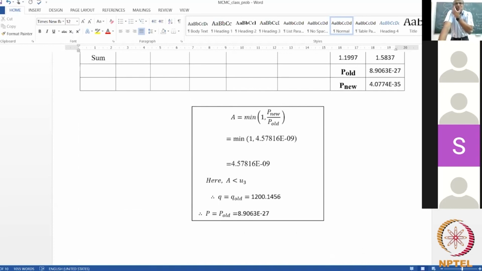But still, because it is Metropolis-Hastings, as the gurus have said, don't reject it. We will check it with a random number. A equals the minimum of 1 and 4.179. It is 4.179. Now A is less than U3. Okay. Therefore, you reject the sample. You reject the sample, which is very good. That's the way we have to do it, because we know that it is not in the right direction.